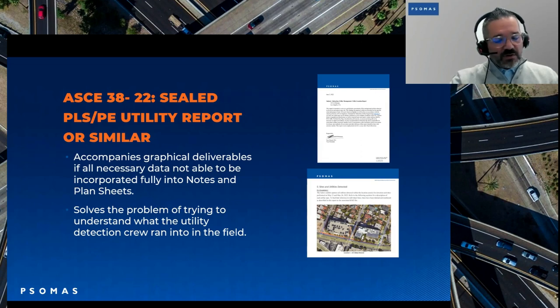Because if you look at the way things were done prior to this, you could have a utility detection crew go out there and they're detecting utilities and then they lose signal and then they pick it up a few feet later and then they lose signal again. Well, all of this is intended to show what's going on, what happened in the field. It's much like a surveyor's field notes, but this is giving the design engineer the ability to understand what the locator is locating, how did he locate it, what are the methods that he used to locate it, and then what did he see and understand in the field.